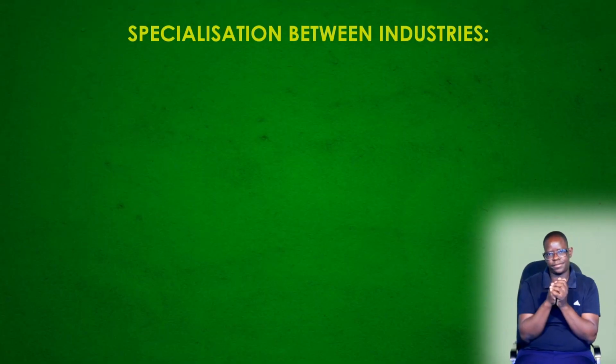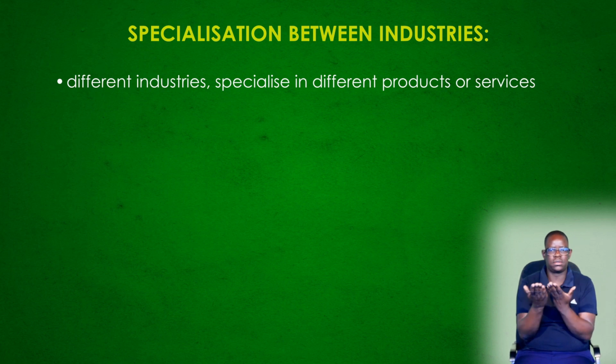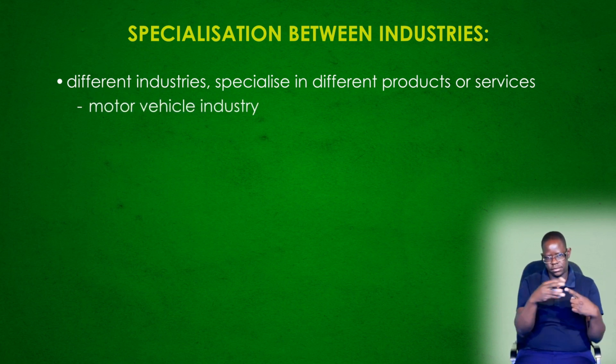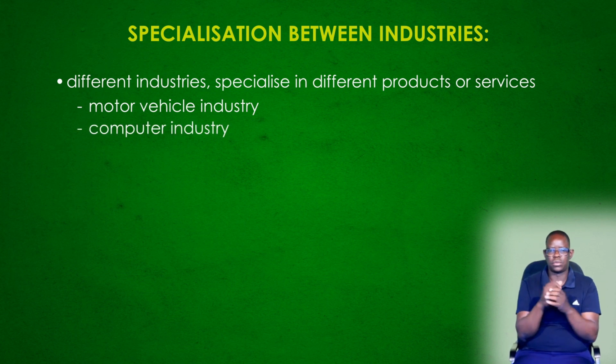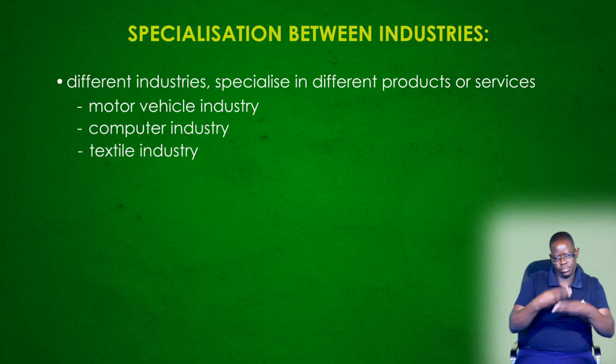That's right. But now you must focus, because the next type of specialization is specialization between industries. Specialization between industries is how different types of industries specialize in different products or services. For example, there is a motor vehicle industry which obviously specializes in motor vehicles, just like a computer industry specializes in computers, and a textile industry in textile, and so on.